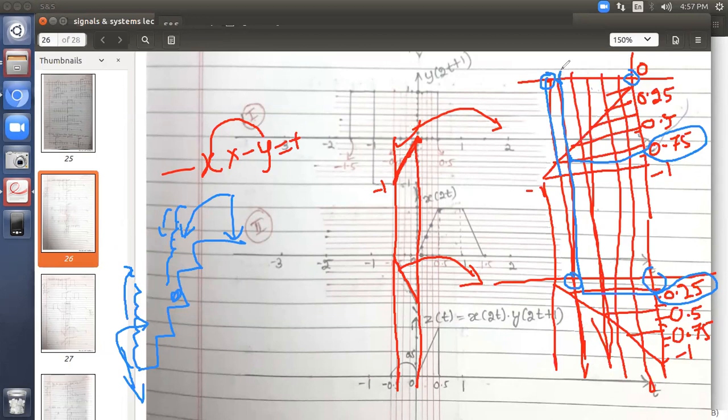If you check at this point, you have 0.75 amplitude. If you observe the same point for the second signal, you have 0.25. So 0.75 into 0.25, how much will you get? You just calculate and tell me. Shall I do it? I got 0.185. Let me write that. 0.185 I got, the first amplitude.